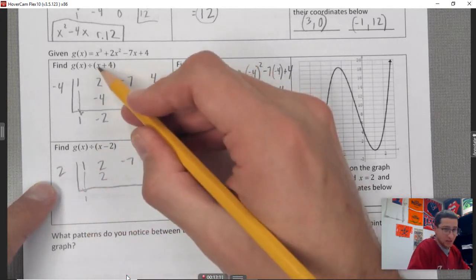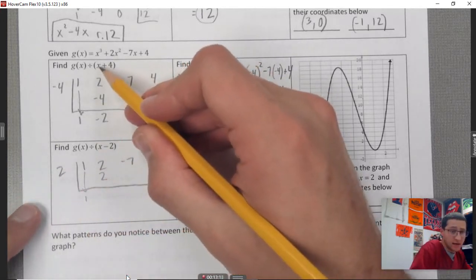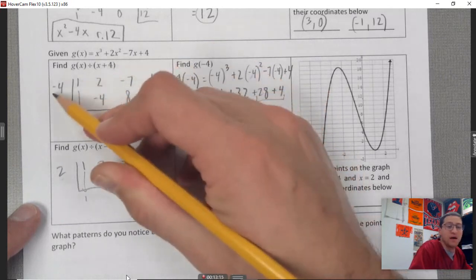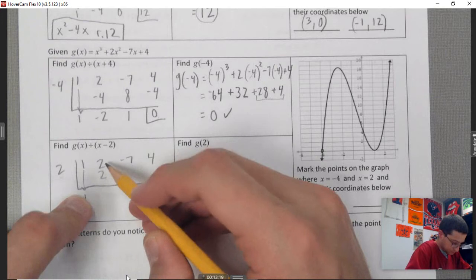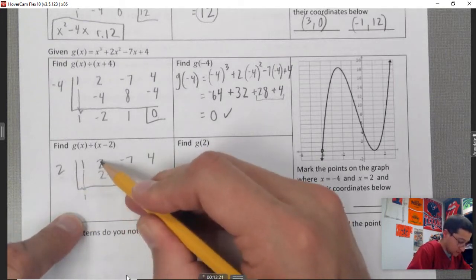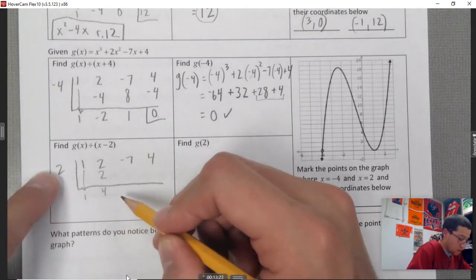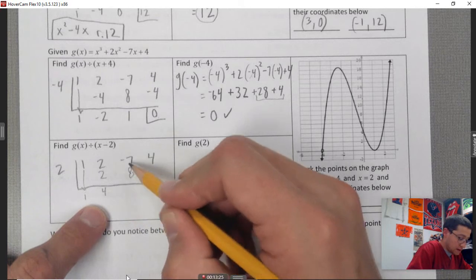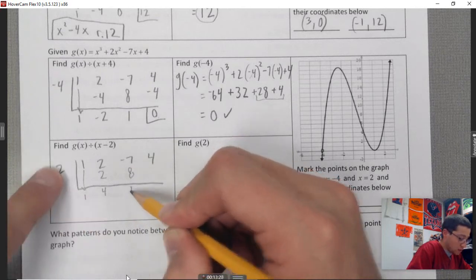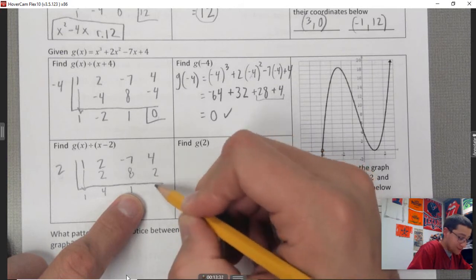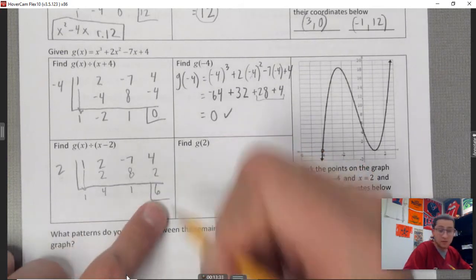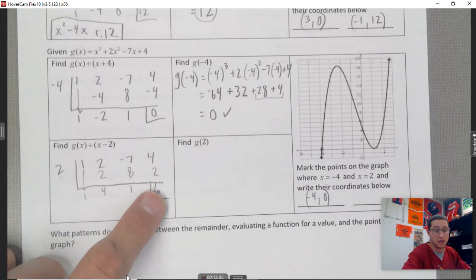Same thing applies here, right? This is like writing x minus negative 4. That's why we have a negative 4 here. Okay, so we've got 2 times 1, getting this 2 here. 2 plus 2, that's 4. 2 times 4, that's 8. Negative 7 plus 8, that's 1. 2 times 1, that's 2. 4 plus 2, that's 6. That's my remainder. Okay, that is my remainder.